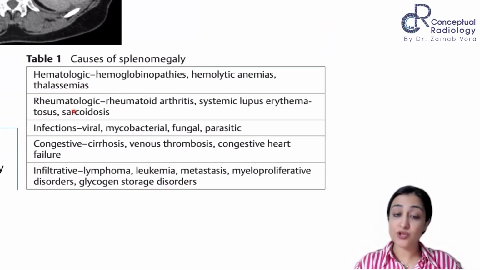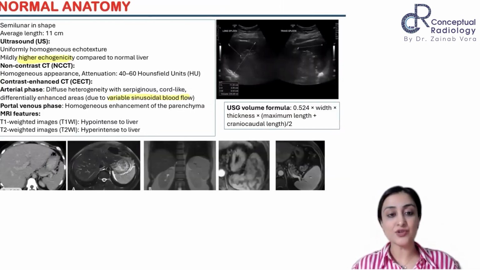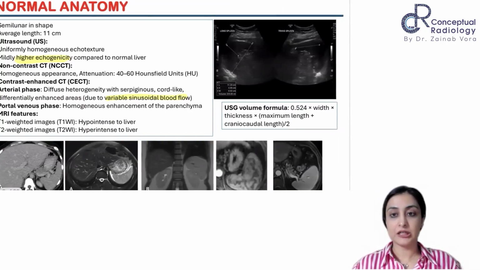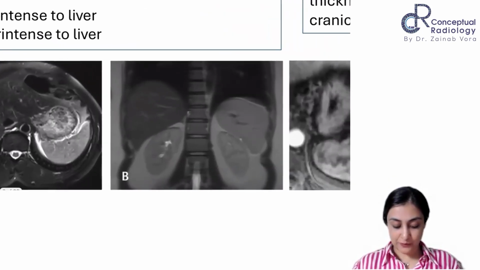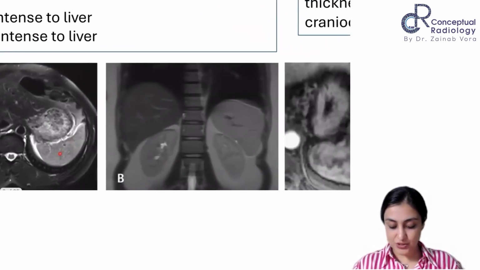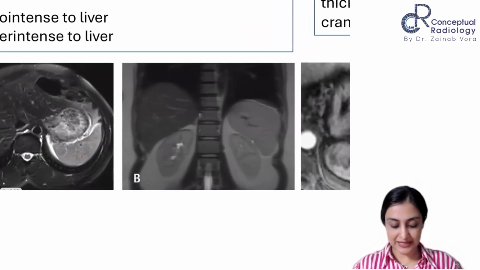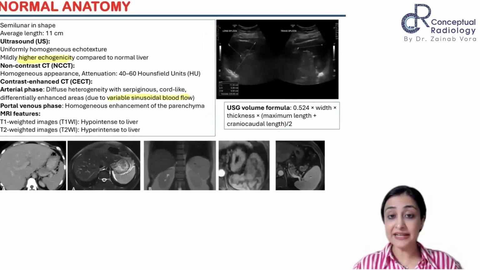Then rheumatologic causes like RA, SLE, sarcoid can have it, that's usually hepatosplenomegaly. Infections, usually liver and spleen both get involved. Congestive splenomegaly can happen. Infiltrative disorders usually will be hepatosplenomegaly, right? So that's something which is important. Fine. Okay. So what is the doubt I'm not getting? You are seeing it is T2 hyperintense with these areas, which are nothing but the vessels inside, right?